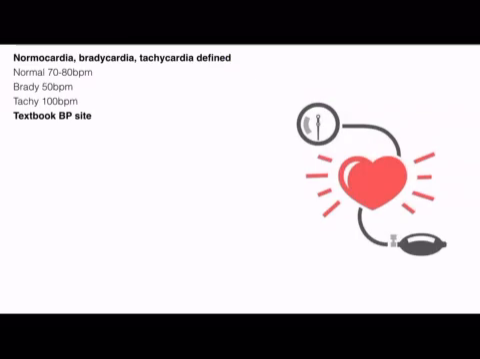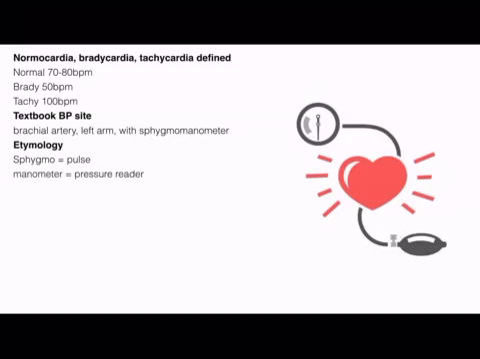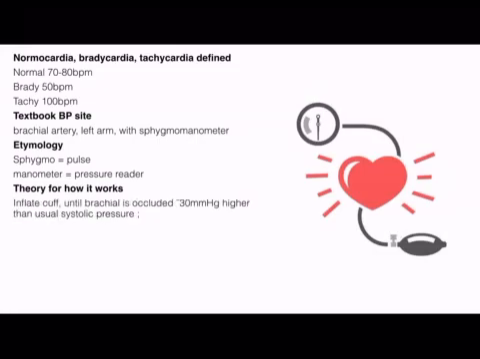Textbook blood pressure site: your biceps brachii, find that. Brachial artery, left arm, with the sphyg. Etymology of sphyg: sphygmo means pulse, and manometer means a pressure reader. Theory for how it works: you inflate the cuff until your brachial artery is occluded, and that's normally about 30 mmHg higher than usual systolic blood pressure.